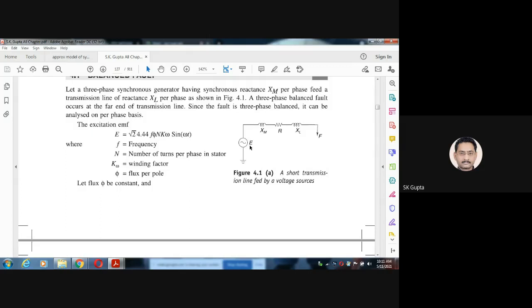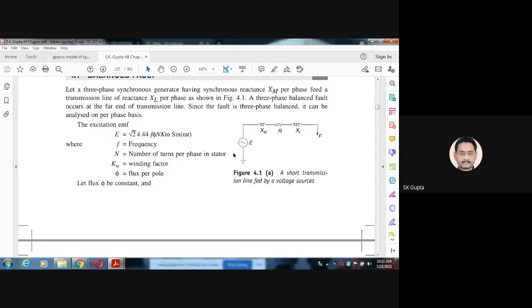This is the RMS value of the voltage produced. If we want to find the instantaneous or maximum value, the maximum value will be root 2 times this RMS value, because it is a sinusoidal signal. Then the actual instantaneous value is E equal to Em sin omega t, where Em is the maximum value, the amplitude. So E equals root 2 times 4.44 f phi N K omega, the RMS value, is the amplitude, and it is multiplied by sin omega t. This is the instantaneous value of the voltage produced here.